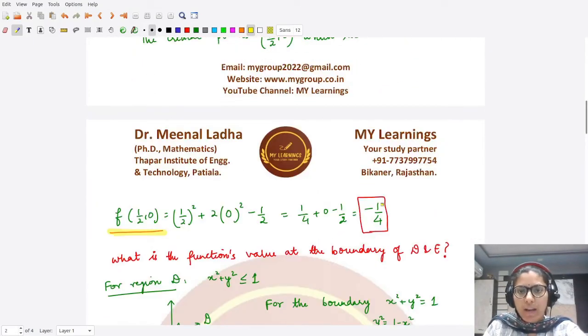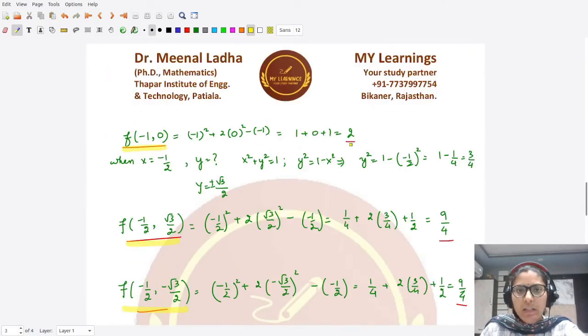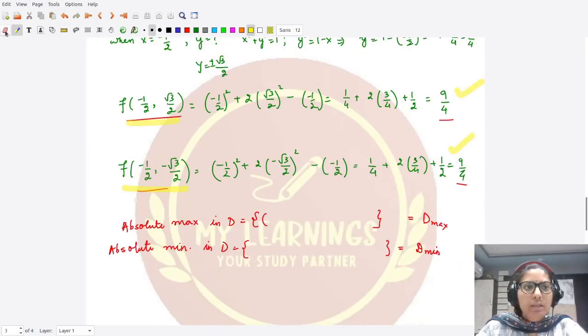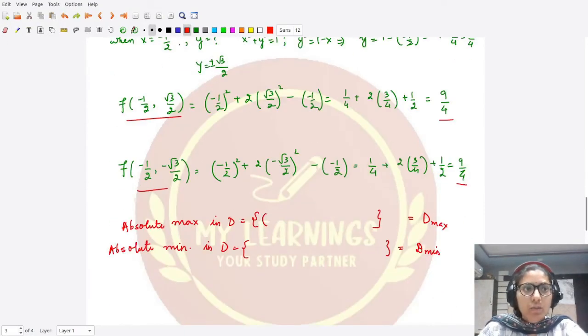So you have the value minus 1 by 4 here, the function's value 0 here, the function's value 2 here, 9 by 4 here, 9 by 4 here. So obviously these two are the maximum values, 9 by 4 and 9 by 4, right? So that means the maximum function's value is obtained at the point, which one? So we have 2 points here. First one is this one, minus 1 by 2 and root 3 by 2, and the second point here is minus 1 by 2 and minus root 3 by 2. So we have two values here.